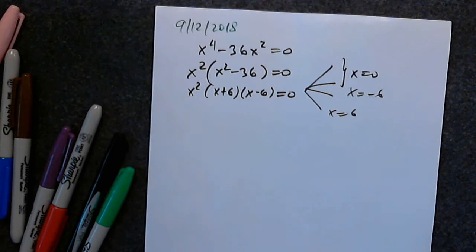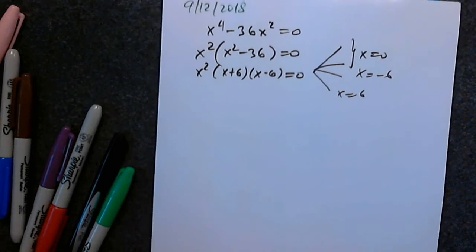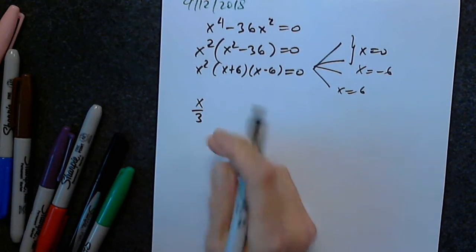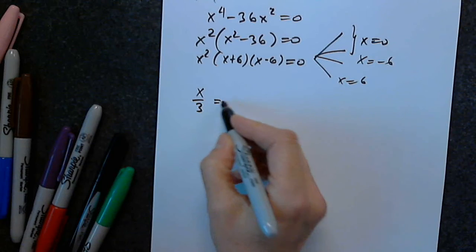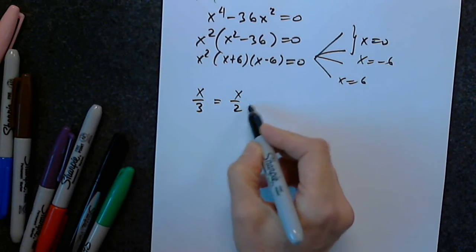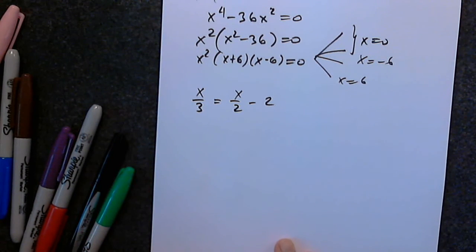Can we do x over 3? We're just looking to see. Yes, x over 3. x over 3 equals x over 2 minus 3. Good. So this is a linear equation because it doesn't have x in the denominator.